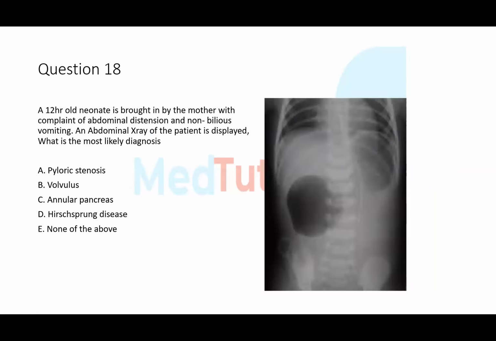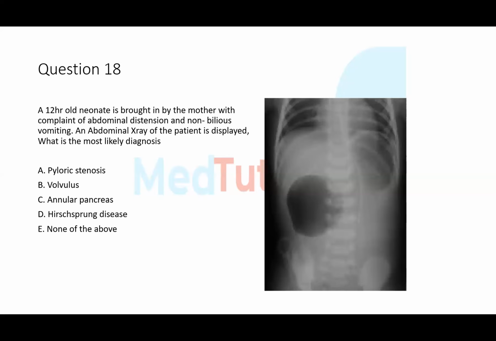Okay. So a 12-hour-old neonate is brought in by the mother with complaint of abdominal distension and non-bilious vomiting. An abdominal X-ray of the patient is displayed. What is the most likely diagnosis? Of course, whatever this is, it is something that is causing upper GI obstruction. In fact, the picture we are seeing here is the classical double bubble sign. We have one bubble just below the diaphragm in the area of the stomach, and the other bubble at the right flank of the image.